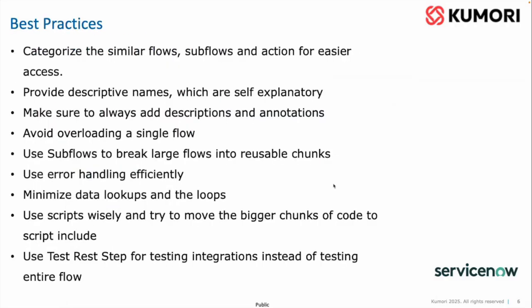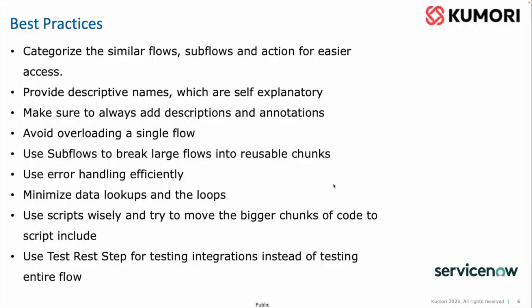Yeah, as I said, some of the best practices. Most of you are already aware of this, just reiterating. Please group all your similar flows, subflows, and actions together and categorize them with a name so that it's easy for you to identify and access them. Give descriptive names, which are mostly self-explanatory or human-readable. If a layman comes in and sees the name of the flow or a subflow or an action, they understand what exactly is happening as part of that flow, right? Similar to that, add descriptions and annotations to the steps or actions that you have in your flows, subflows, and actions.